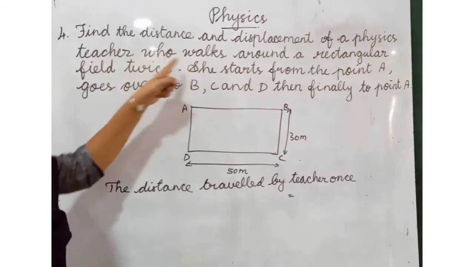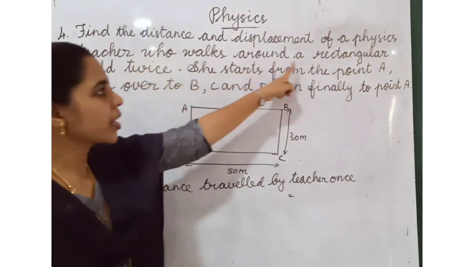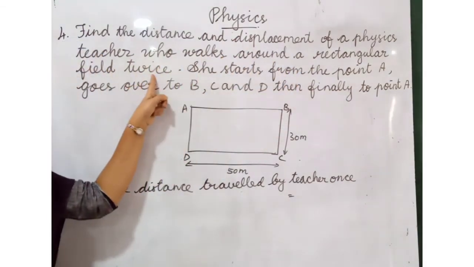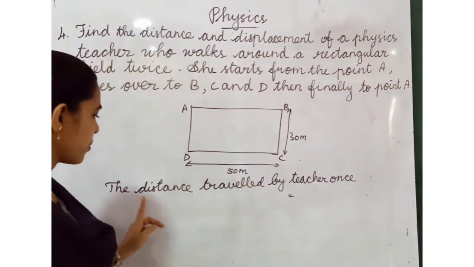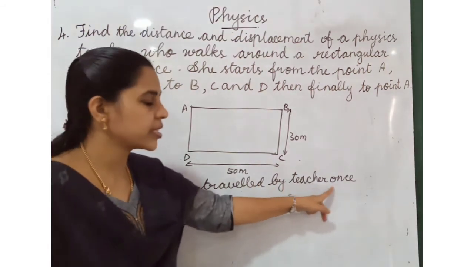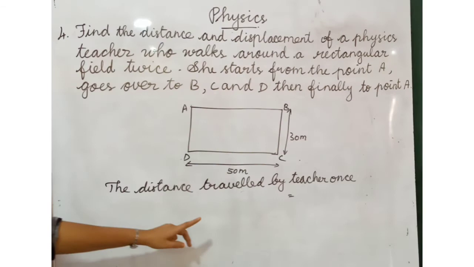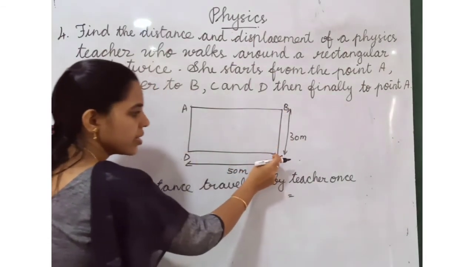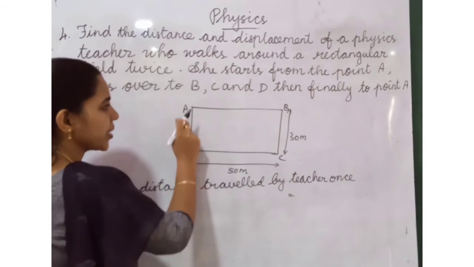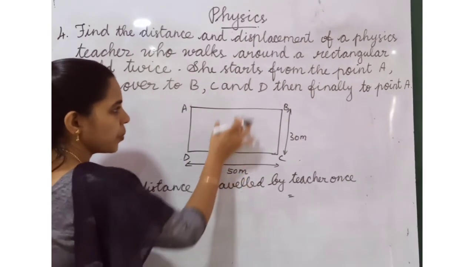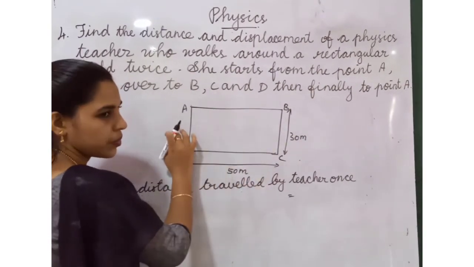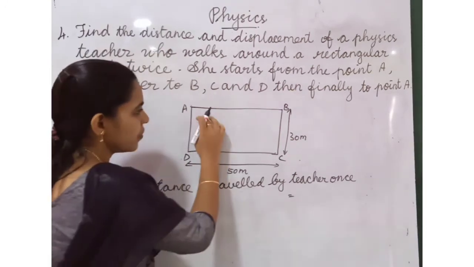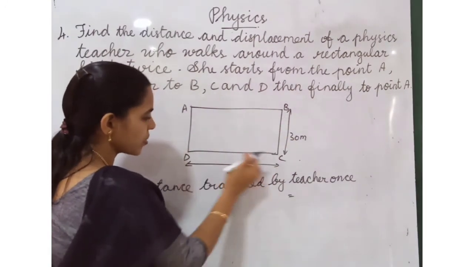Listen here. She travels around a rectangular field twice. First we have to find one time, the distance travelled by the teacher one time. What is the distance from A to B and B to C, again C to D and D to A? Opposite sides are the same. So first from A to B, and this opposite side is the same.